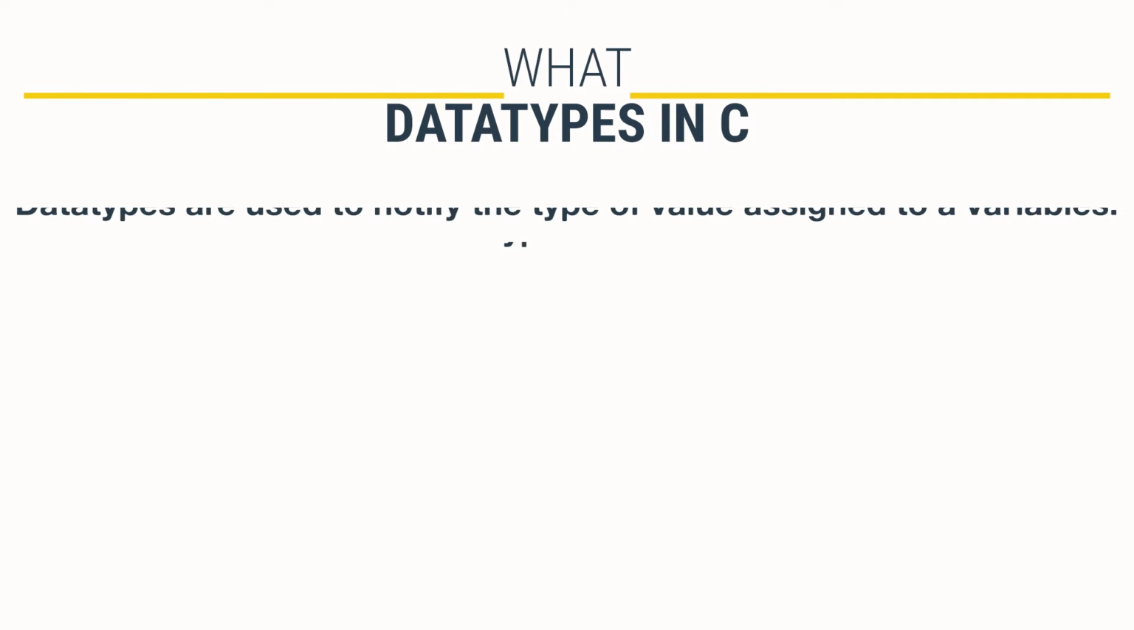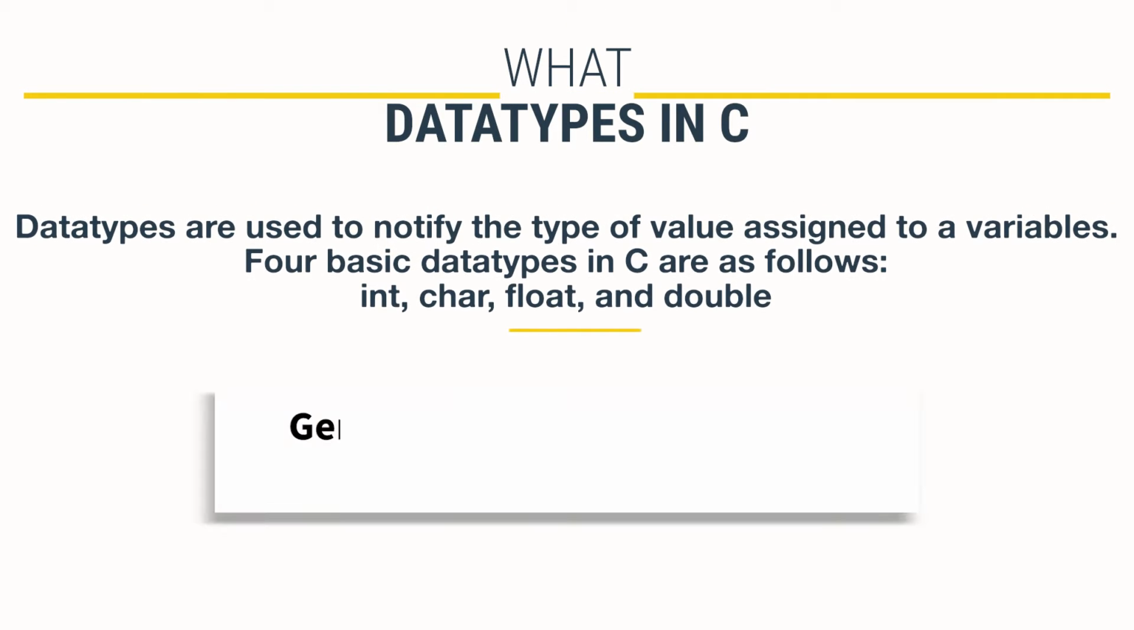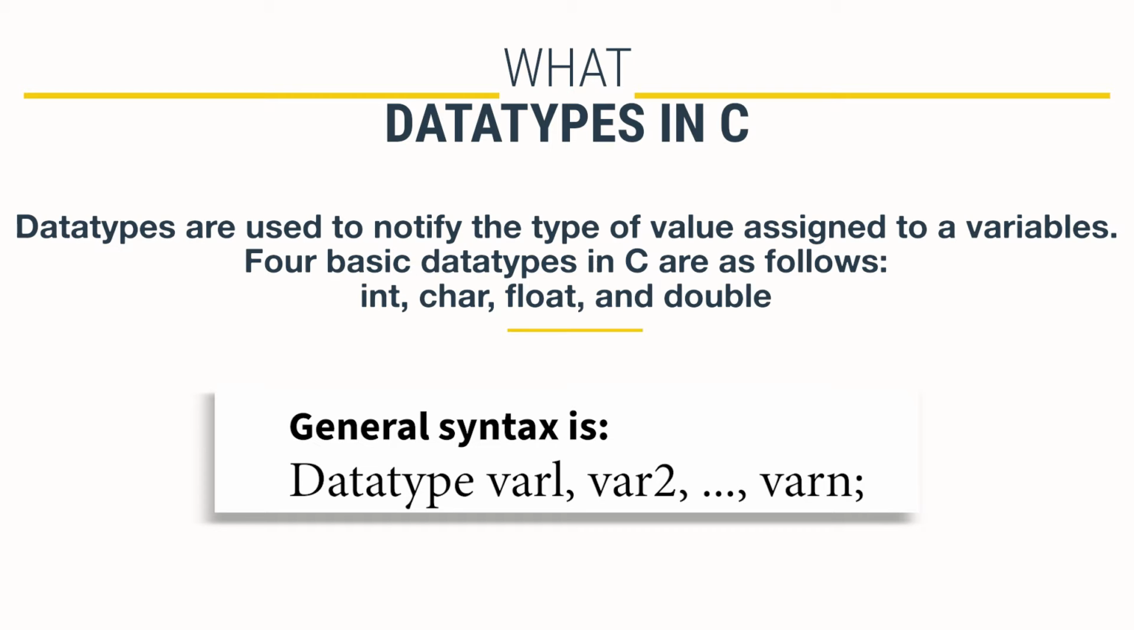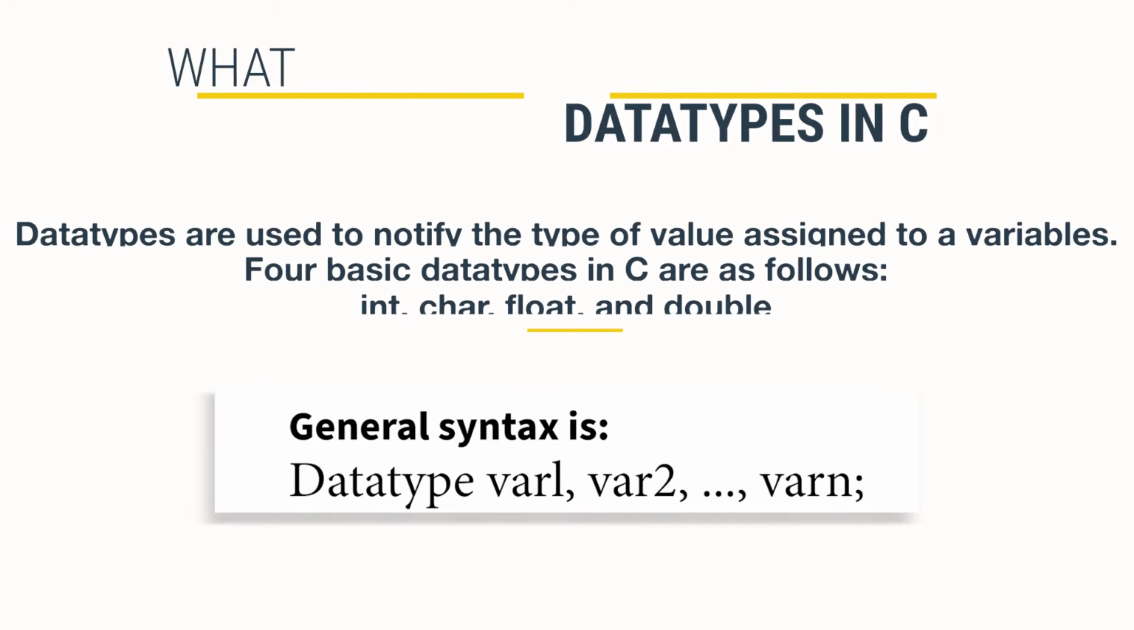Now, let's begin with what are data types in C. Data types are used to notify the type of value assigned to a variable. Four basic data types in C are int, float, char and double. And the general syntax of a data type is data type, variable list and semicolon at the end. Great, now that we know what data types in C are.